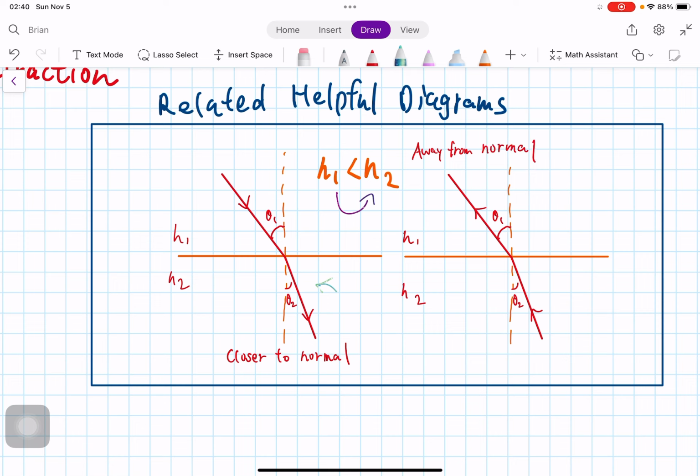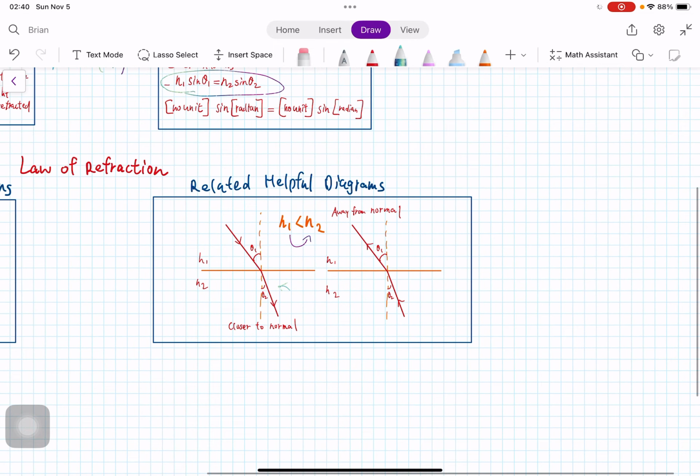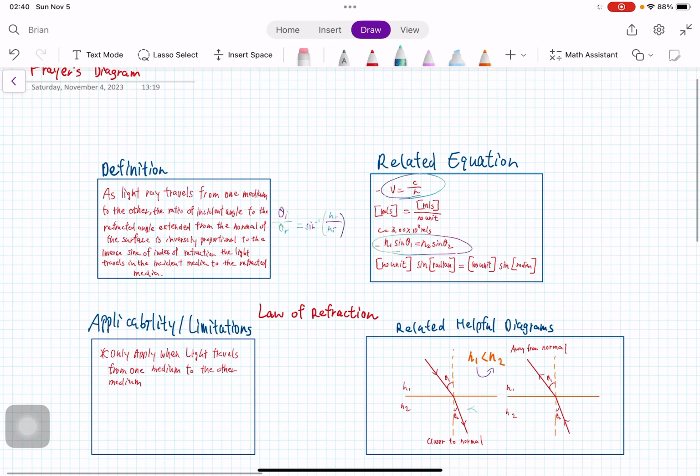So when we're looking at the light ray traveling from a medium with less index of refraction, then it bends closer to the normal. But when we're looking at the light ray traveling from a higher index of refraction, then the light ray would bend away from the normal. So this concludes the whole Frayer's diagram for the law of refraction.